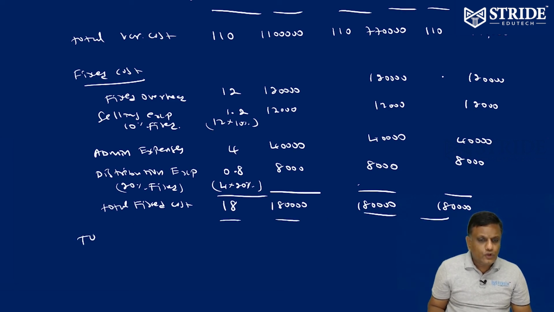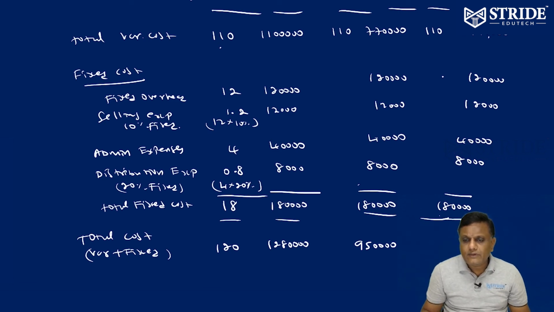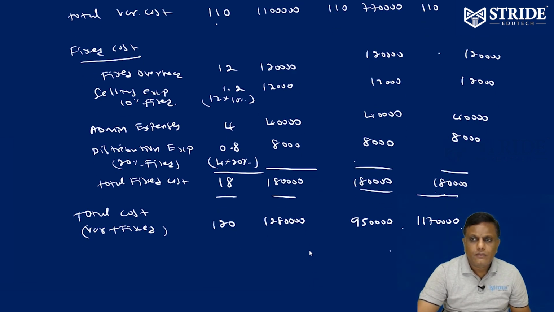Alright. Now total cost. Total cost is equivalent to variable plus fixed. So 11 lakh plus 1 lakh 80,000, that is 12 lakh 80,000. 7 lakh 70,000 plus 1 lakh 80,000, that is 9 lakh 50,000. 9 lakh 90,000 plus 1 lakh 80,000, so 11 lakh 70,000. This is the total cost. That's it.